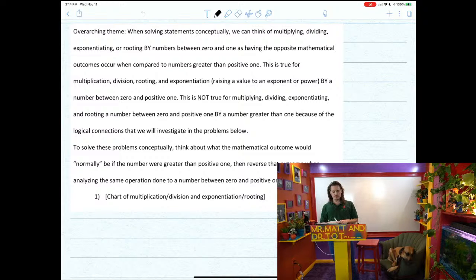To solve these problems conceptually, think about what the mathematical outcome would normally be, in quotations, meaning if the number were greater than positive 1, and then just simply reverse that logic to understand what the predictive outcome would be with that same operation done to a number between 0 and 1.